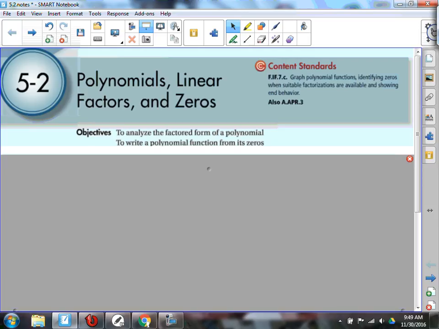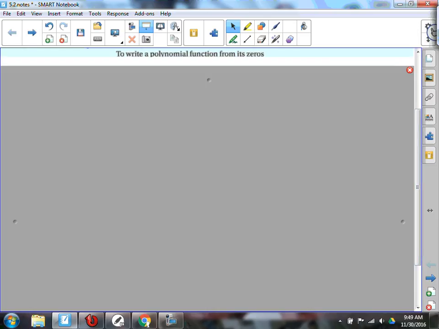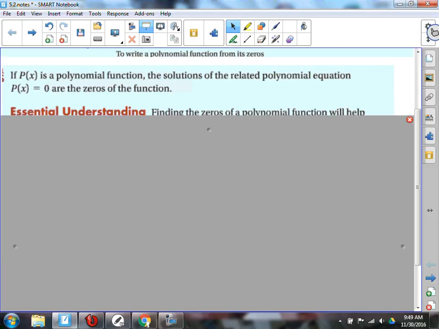By the end of this lesson, you should be able to analyze a polynomial that's factored. You should be able to write a polynomial function from its zeros. They're going to tell you, this polynomial function has these x-intercepts. You should be able to write that polynomial in factored form, and then maybe even in standard form, because you can expand that out. There might be a little surprise there as far as foiling and then multiplying a binomial by a trinomial or something like that. This first paragraph is basically saying what I just said.